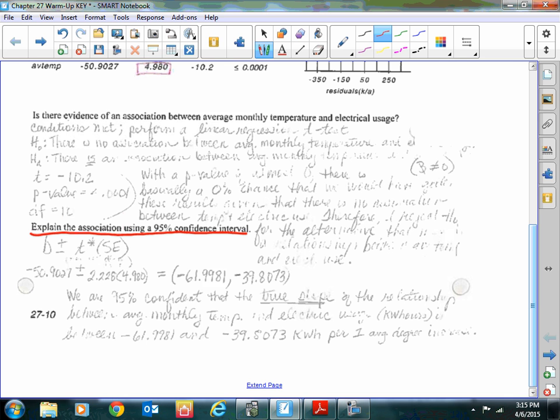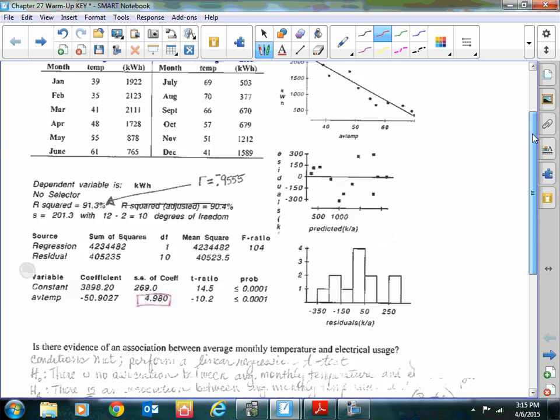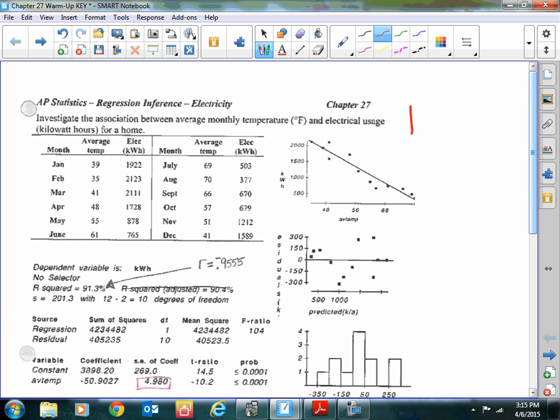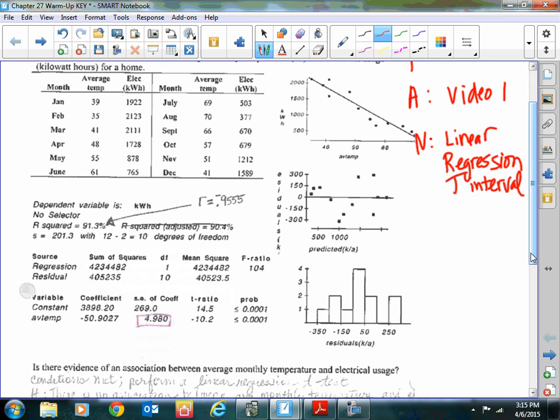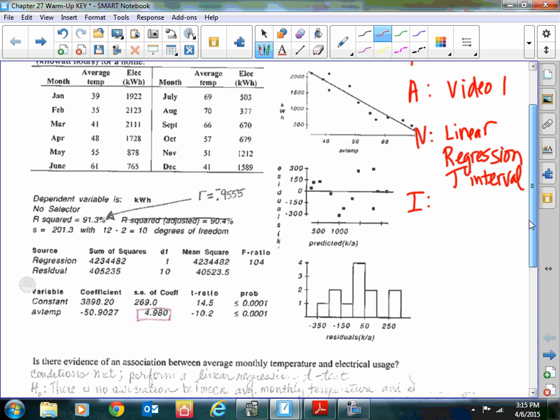So I'm going to go ahead and do the panic model, of which the previous video had the parameters on it, and also had the very lengthy assumptions on it. So the N is name the test or interval, and that's a linear regression t interval. Okay, and now the I is make the interval.